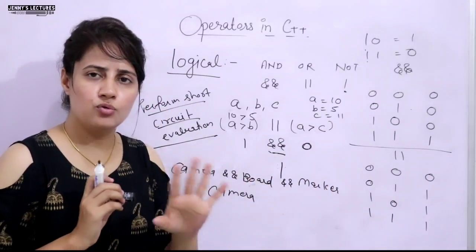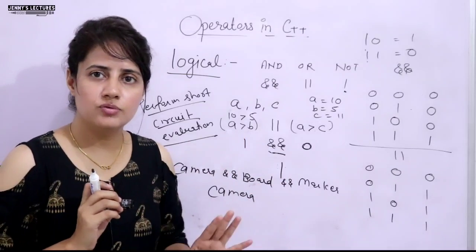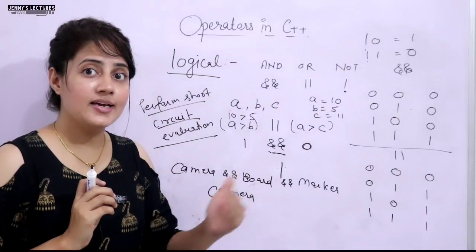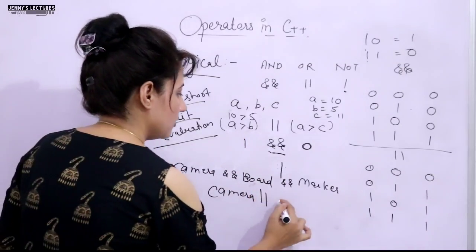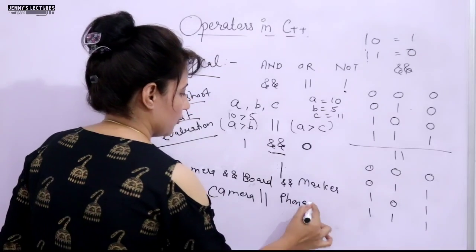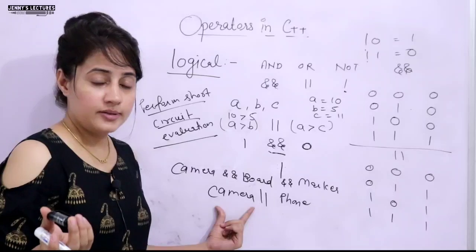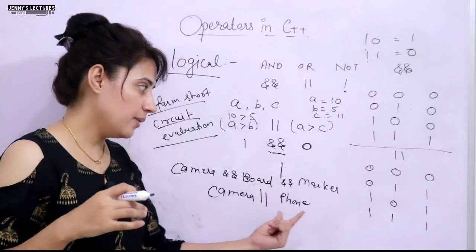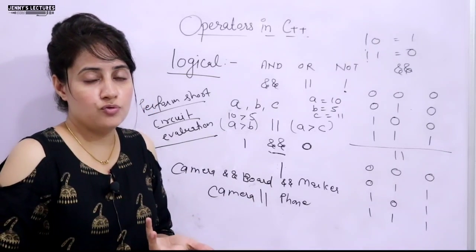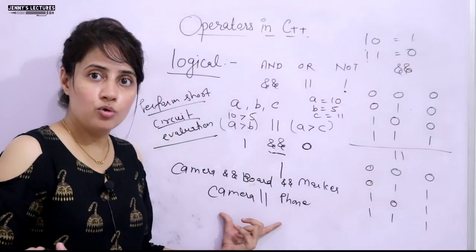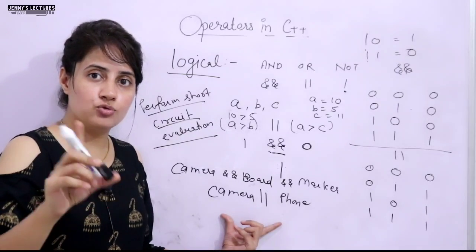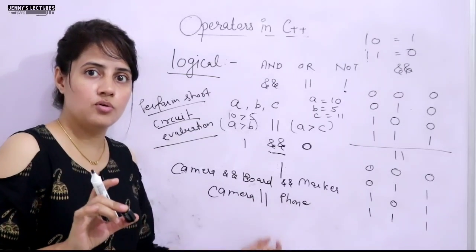Second condition: if I have a phone or maybe a camera, I am fine with a phone also. If I don't have a camera, I can shoot with a phone. So here I can take camera OR mobile phone. If I have a camera but not a phone, then also I can shoot. If I don't have a camera but I have a phone, that is also fine. I don't need both camera and phone. I need only one thing to shoot the video. So that is what logical OR is.